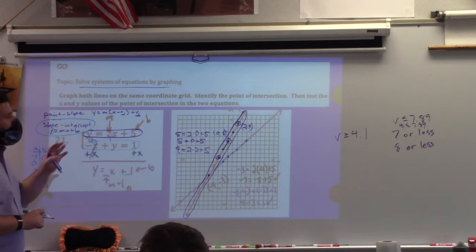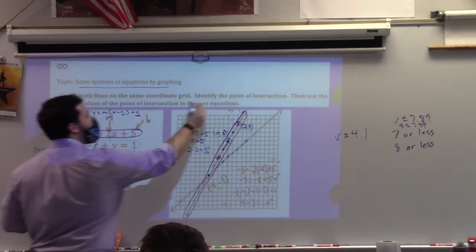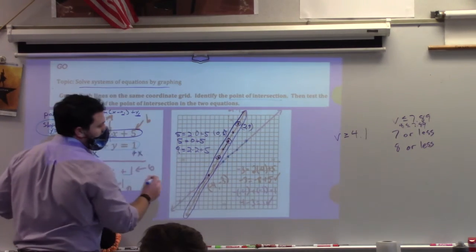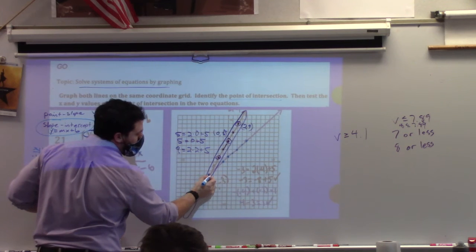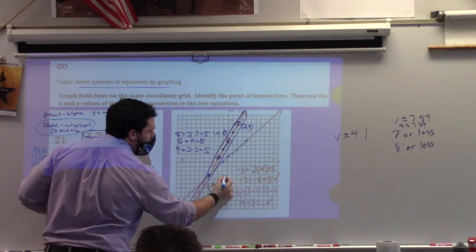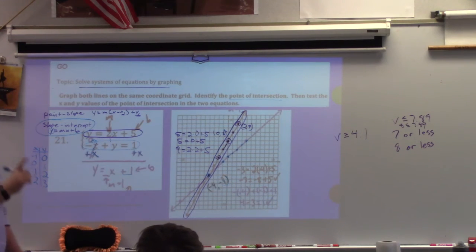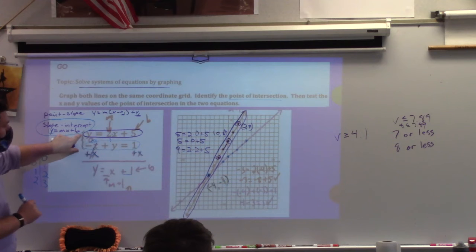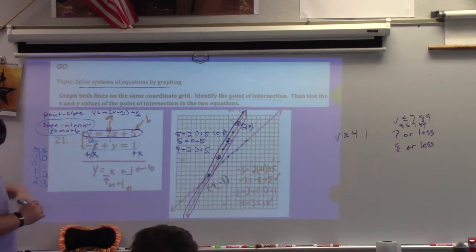Now, what I need you to notice right here is it says identify the point of intersection. That is right here at negative 4, comma, negative 3. That is a point of intersection. Which line is that point on? It's on both of them. So that single point makes both equations true. That's the solution to the system. See how they're grouped together? That's the solution to the system.